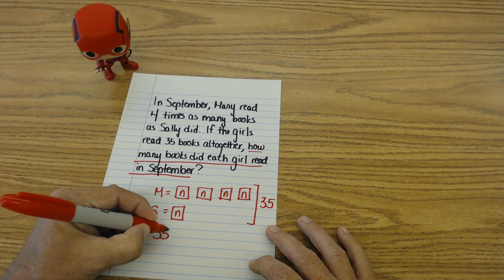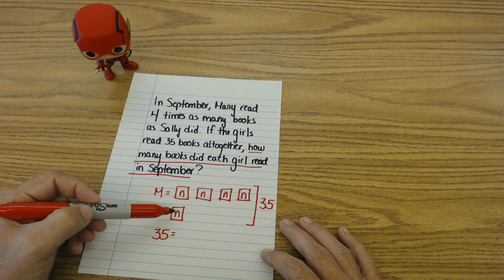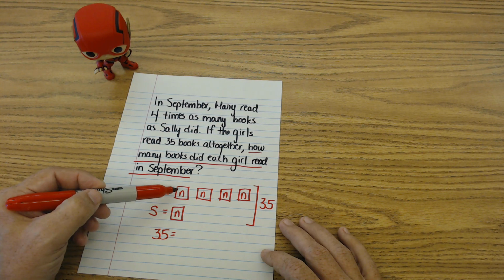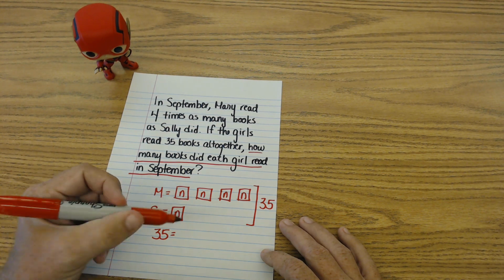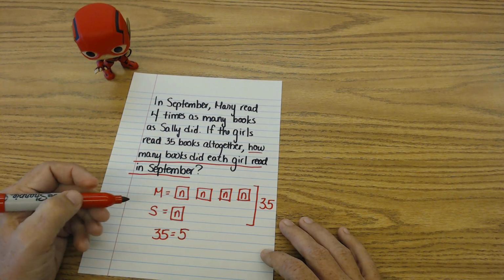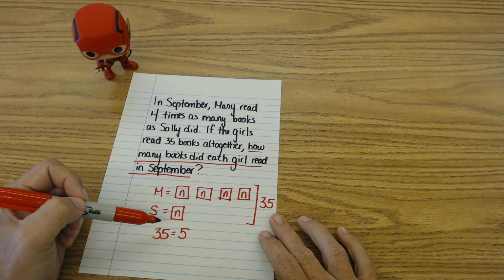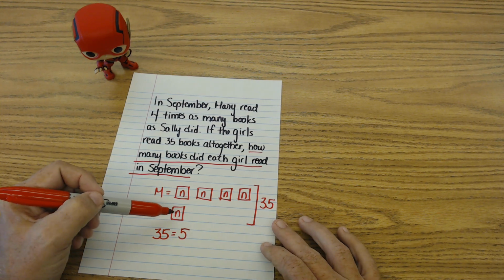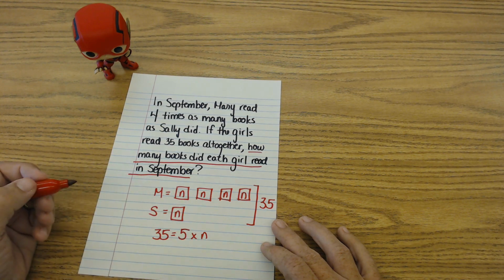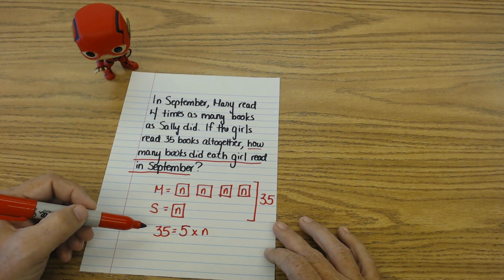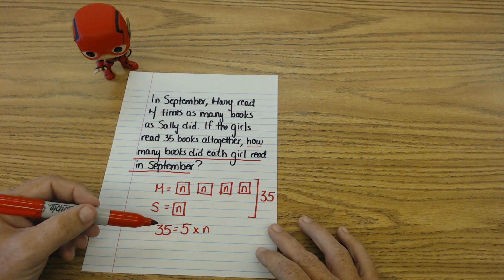So they read 35. We know that altogether there are 5 boxes. Mary has 4 boxes of books. Sally has 1 box. Together they have 5 boxes. So we need to count all the boxes here to equal our 35. And in each box, there were n number of books. So this is the problem, the equation we need to solve. 35 equals 5 times n.